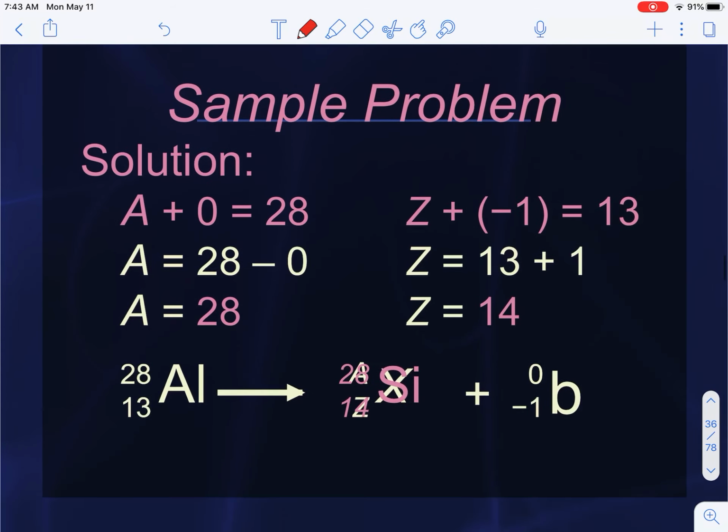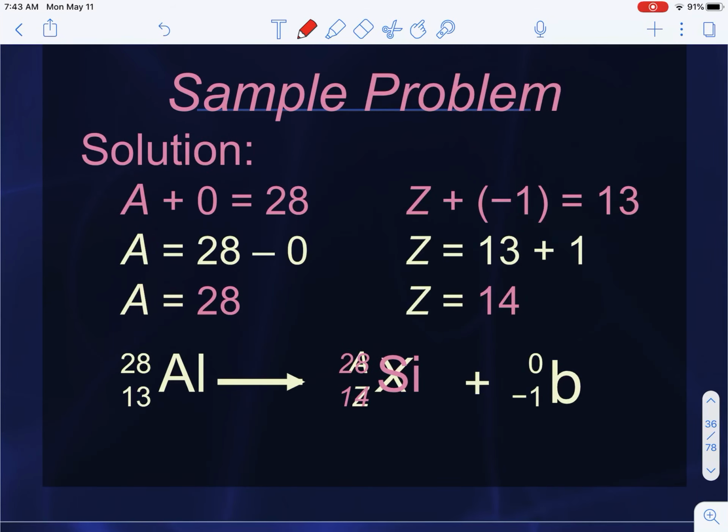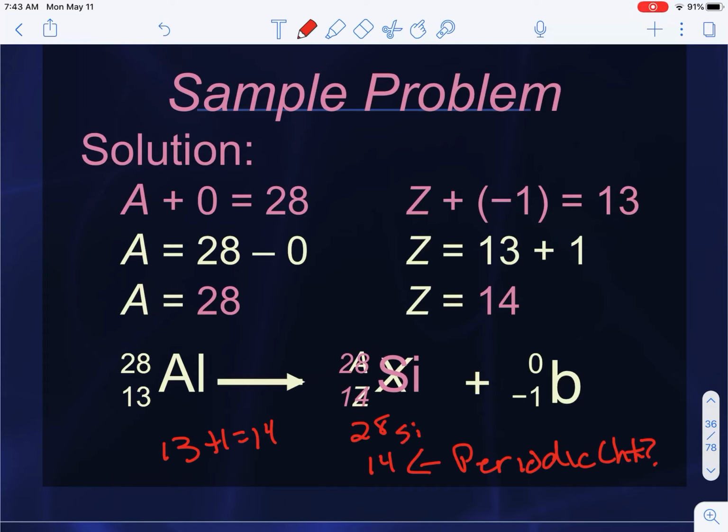This should be a 28 on the top. And then on the bottom, we get 13 plus 1 equals 14. So we have the number 14 on the bottom. So then you look at the periodic chart and you say, what is that? And that's silicon. This is your notation for your beta particle. It is a small b in this case, 0 mass and -1 charge. So that is beta decay.